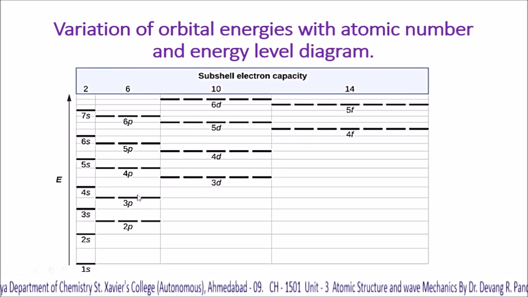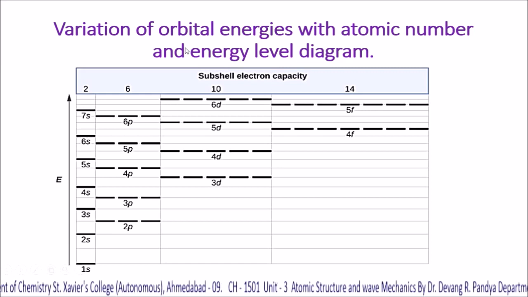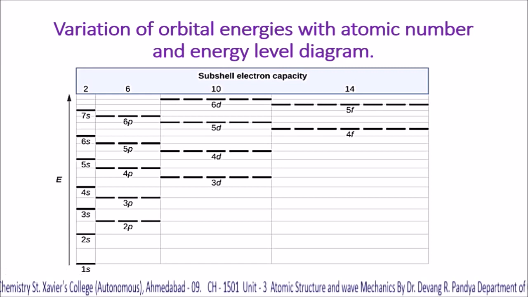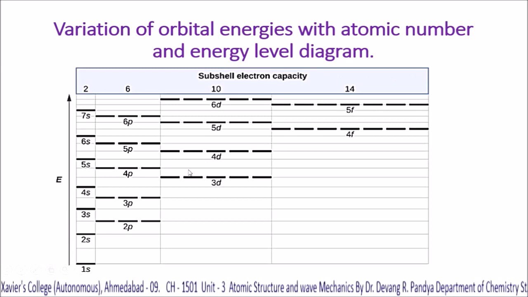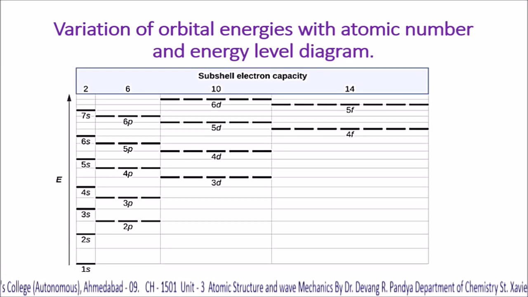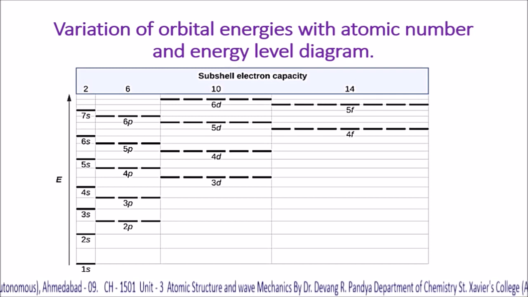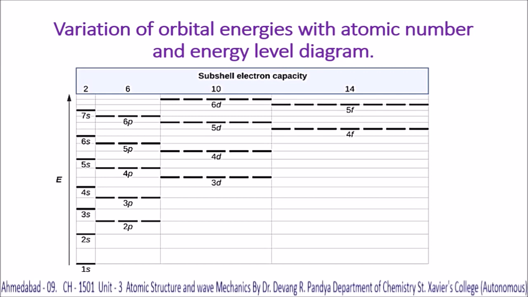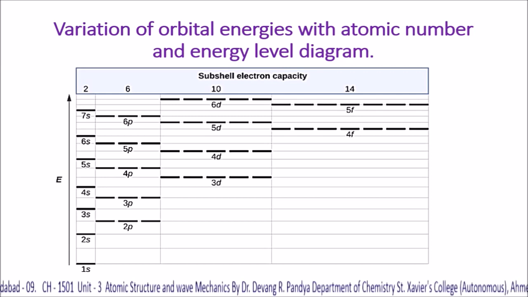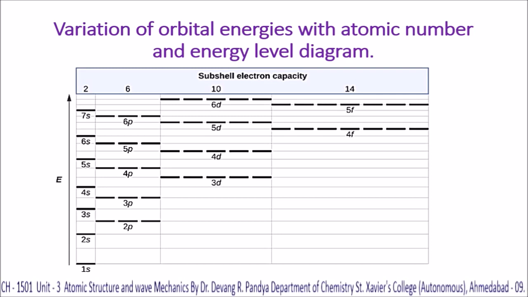So when you discuss the variation of energy of orbitals with atomic number and energy level diagram, 3 basic rules we need to follow. One is the Aufbau principle, second one is Pauli's exclusion principle, and third one is Hund's multiplicity rule. Aufbau principle is the arrangement of electrons. Electrons are like old couples.